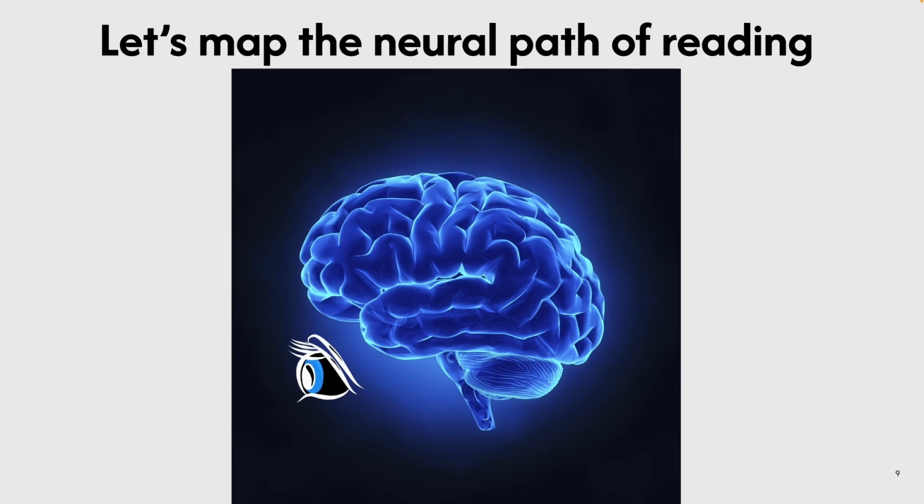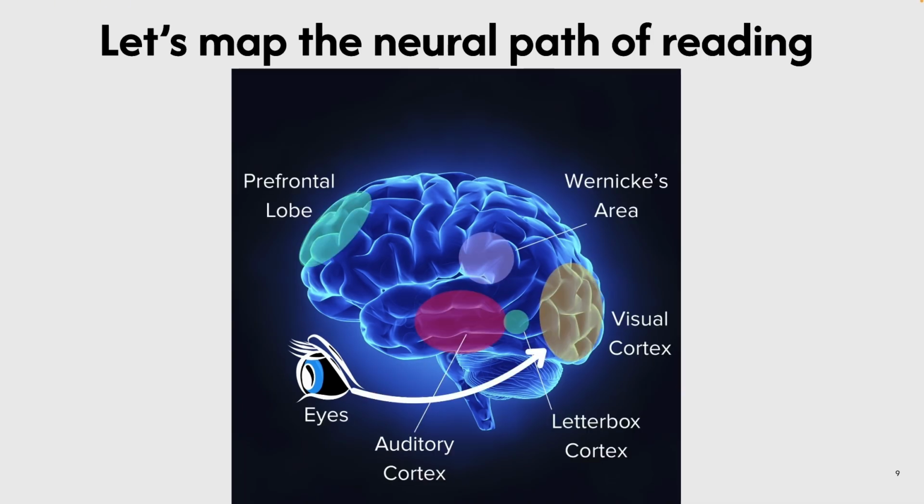So let's just quickly go through that again. We go from the eyes to the visual cortex. Where do we go next? We're going to the letterbox cortex. From the letterbox cortex, we go to the auditory cortex. And from the auditory cortex, we go to Wernicke's area for comprehension. And from Wernicke's area, we go to the frontal lobe, where you ponder what you are reading. Okay.